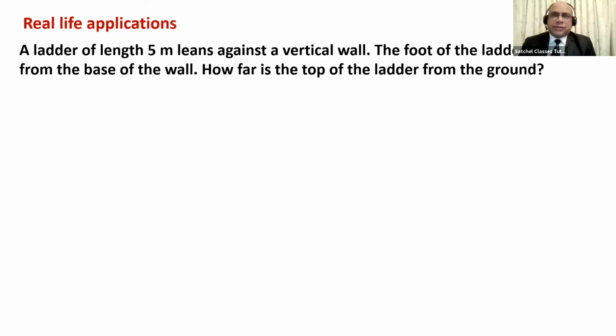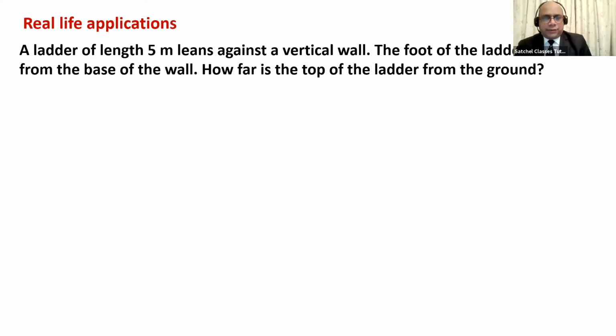Okay, here's your next question. A ladder of length 5 meters leans against a vertical wall. The foot of the ladder is 4.2 meters from the base of the wall. How far is the top of the ladder from the ground? Now you need to visualize this picture.